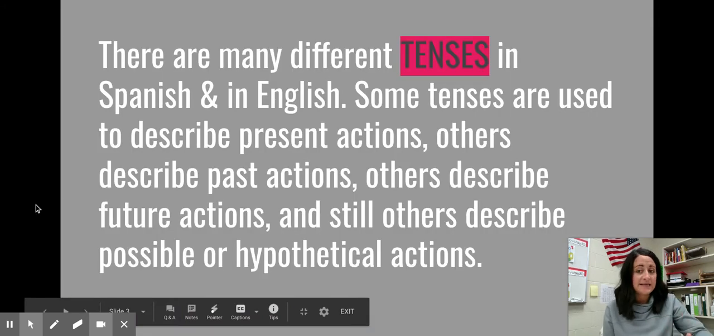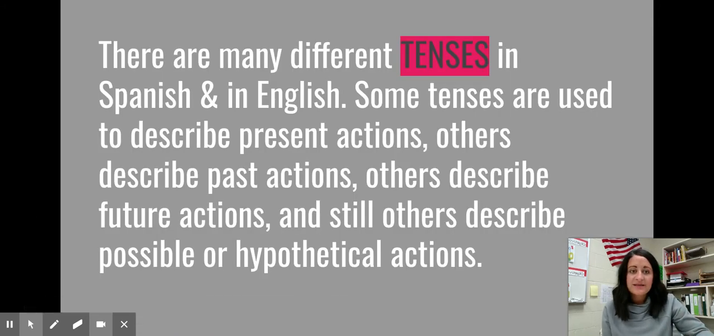There are many different tenses in Spanish and in English. Some tenses are used to describe present tense actions, while others are used to describe the past. Others describe future, and still others describe possible or hypothetical actions. When we think about tenses in English, we typically think of the present, the past, and the future, right? Well, in reality, there's a lot of sub-tenses, I suppose. We just commonly think of them as those three, but there are actually a lot more.